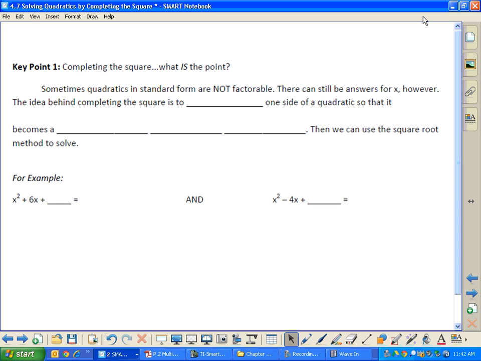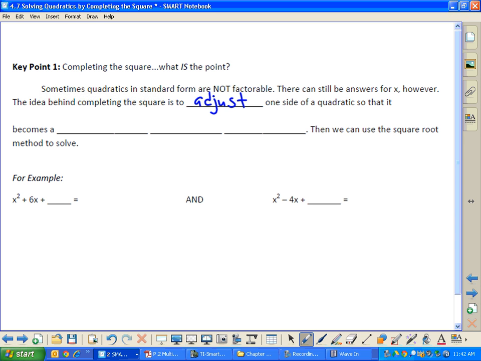So what's the idea when I say the phrase complete the square? The first part of the lesson I wanted to focus on today is what does that phrase even mean? When we say complete the square, we're talking about situations where sometimes quadratics are not factorable, in which case there can still be an answer for x, and we can still find that answer for x. If we just take a moment to adjust the one side of the equation so that it actually becomes factorable, we could solve that for x.